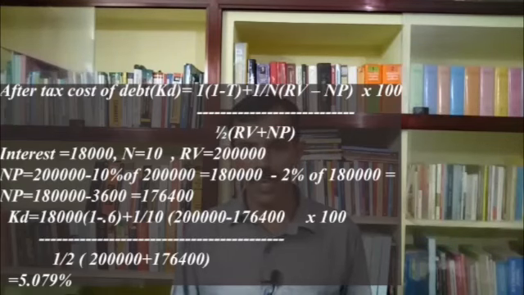Then we apply this information in our formula. We will get the answer. Our cost of debt is 5.079%. Then secondly we find out the cost of preference share capital.